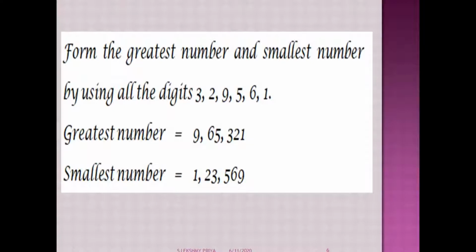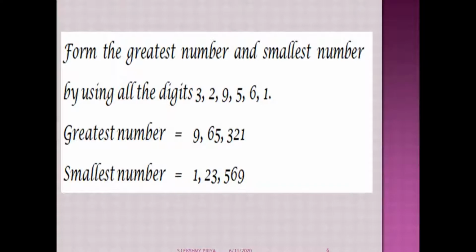How can we read this number? Starting from the rightmost side, it is in ones period, thousands period, then there comes lakhs period. So how to read it? 9 lakh 65,321. Now, to form the smallest number, we should arrange it from the least to the greatest.